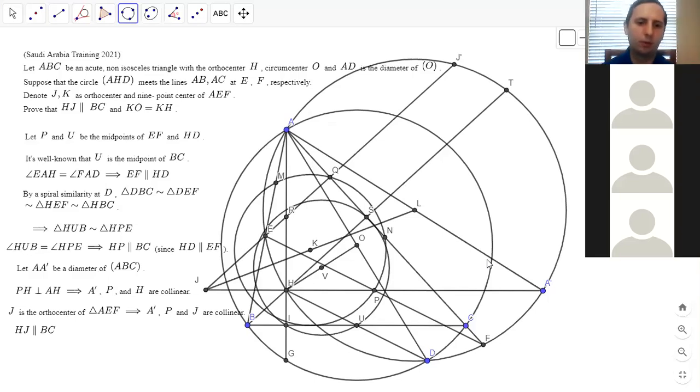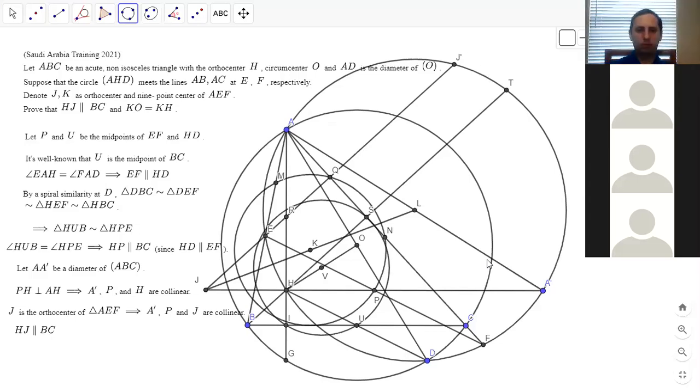So V is the midpoint of OH and K is the midpoint of LJ. And we want to show KV is perpendicular to OH, that would solve it. What if we can determine the two radical axes of the circle and prove it parallel to OH? I'm not really sure, I'm just predicting.